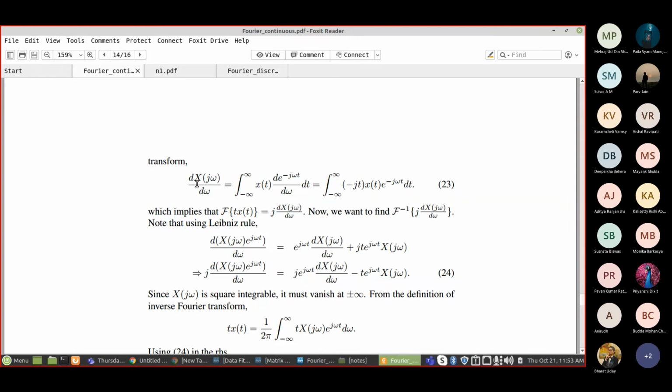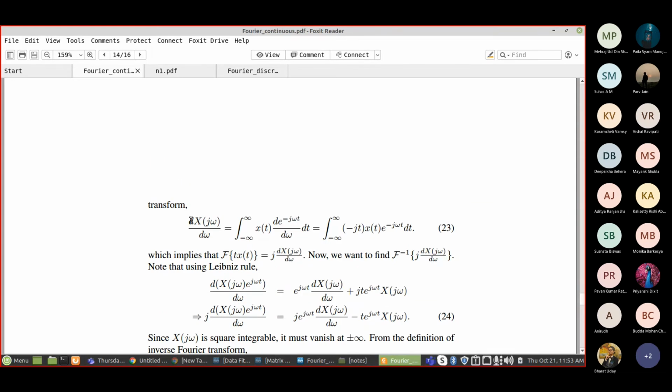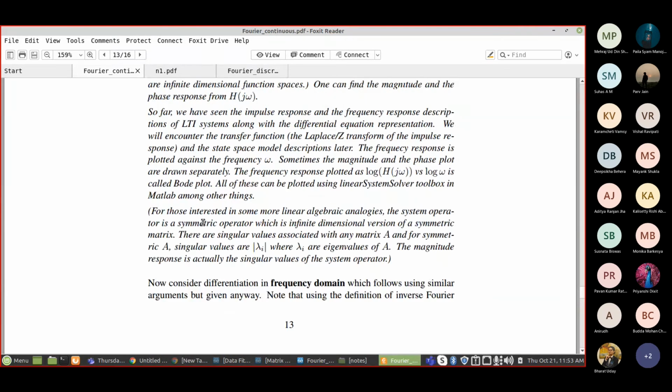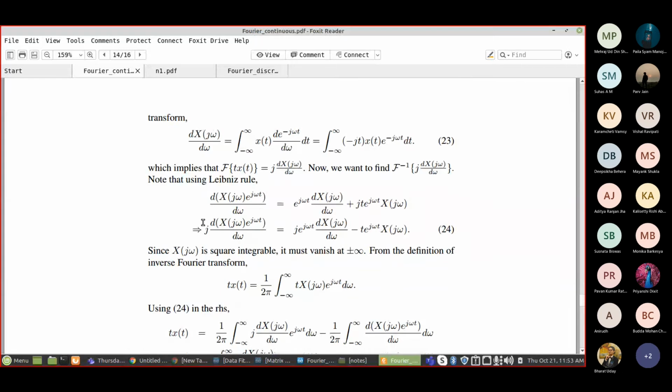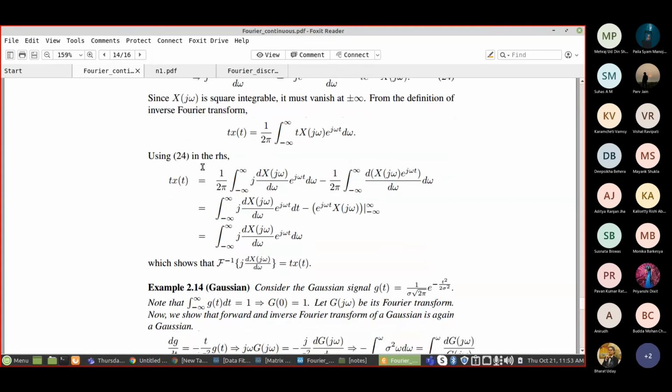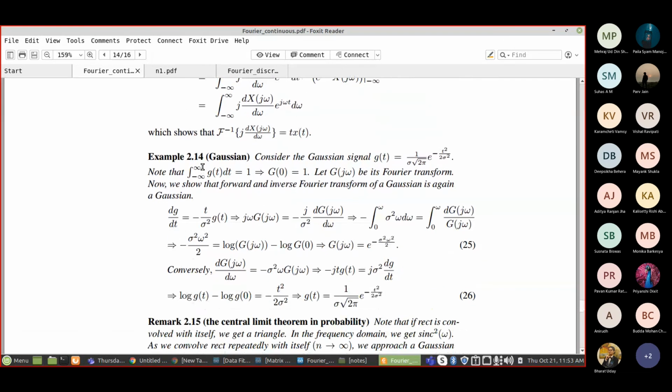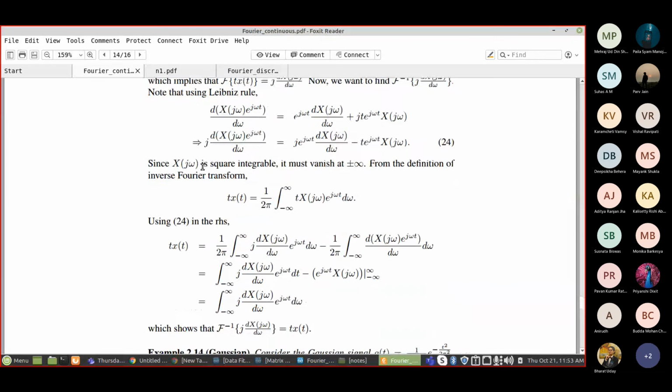Okay, so this is not integration. This is differentiation in the frequency domain. Previously we saw differentiation in time domain, so let's quickly see differentiation in the frequency domain. Maybe I can leave this as an exercise. Let me leave that as an exercise.